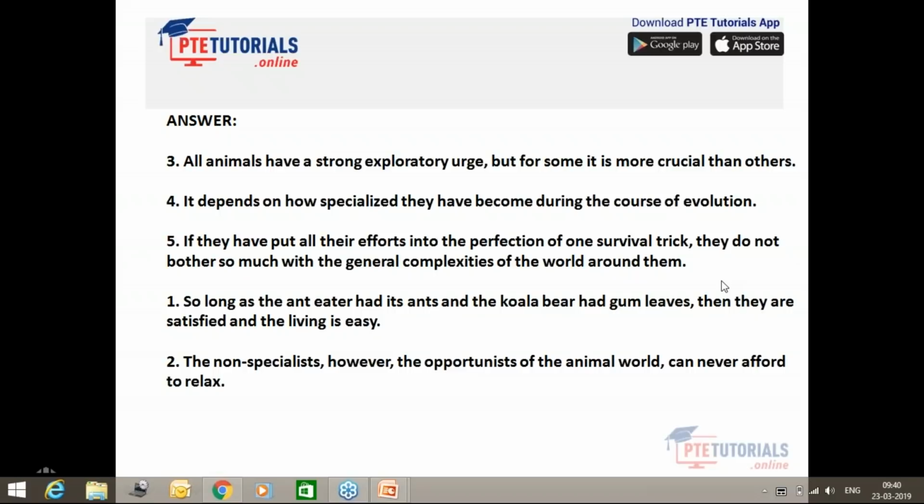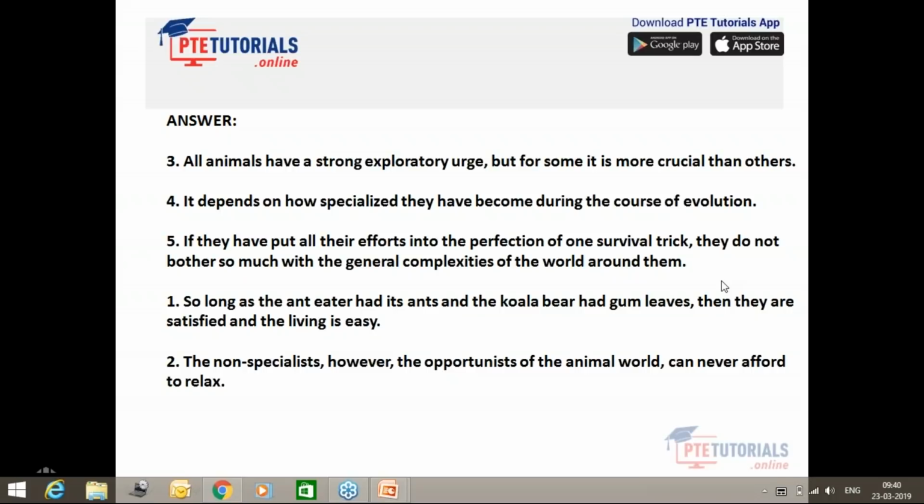Now see the connection. It depends on, they are more crucial, it depends on coherence. If they have put all their efforts into the perfection, now you're talking about specialization. Specialization means efforts into the perfection of one survival trick. Then, with the general complexity of the world around them, see the connection. So long as the anteater had its ants, the koala bear had gum leaves, then they are satisfied. And living is easy. The non-specialists, however, the opportunists of the animal world, can never afford to relax.